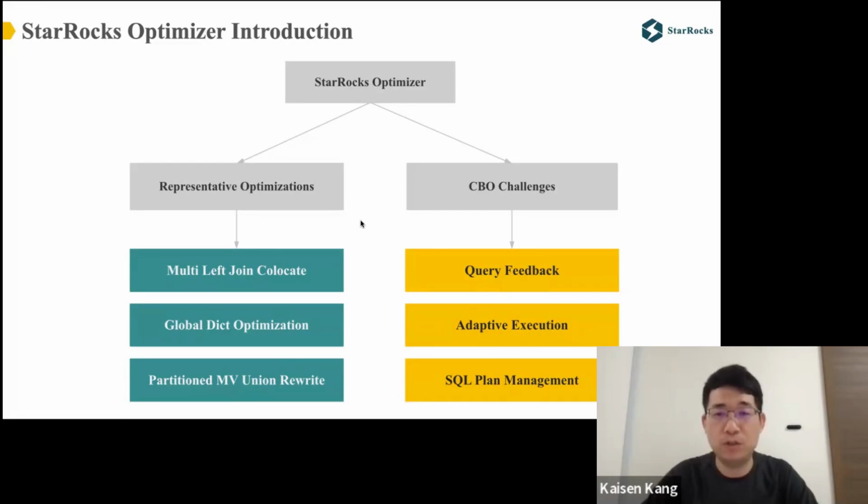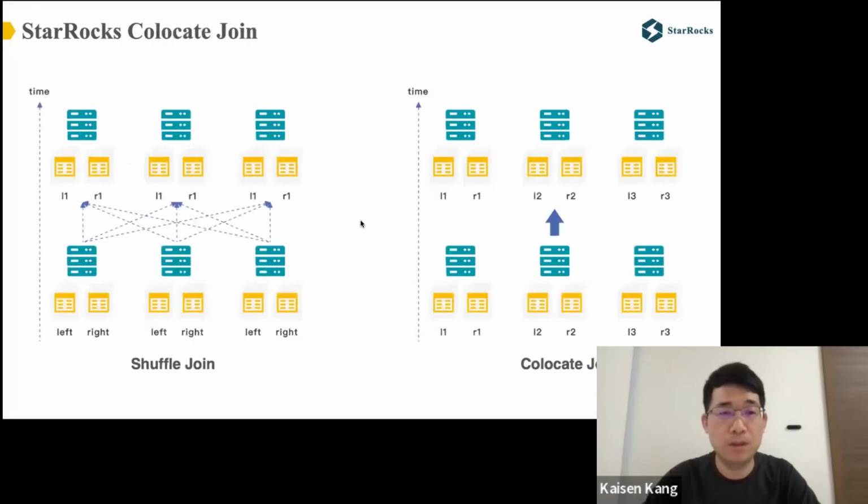Let's first look at the multi-left join colocate. In a distributed database, the distributed execution strategies of join include shuffle join, broadcast join, replication join, and colocate join. Shuffle join involves redistributing the data of both tables to the same execution node based on the join key, which needs network data transmission. Colocate join, in contrast, leverages pre-distributed data where both tables are already colocated on the same node according to the join key, enabling a local join execution without network data transmission.